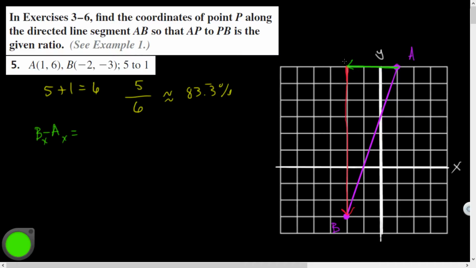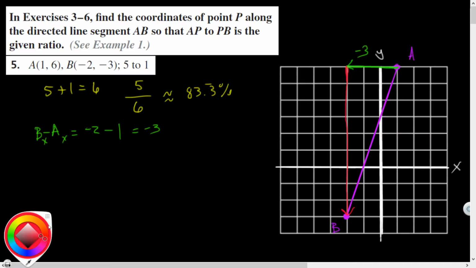So I'm not talking just about distance, but also direction, which is why I'm going to call this -3. How would I have gotten -3 if I was looking at just the coordinates? I would have done -2 minus 1, and I get -3.